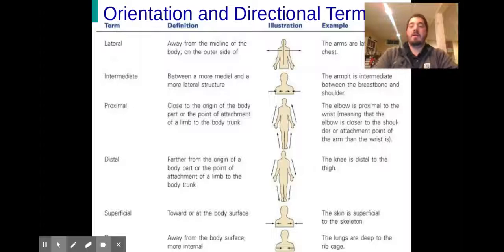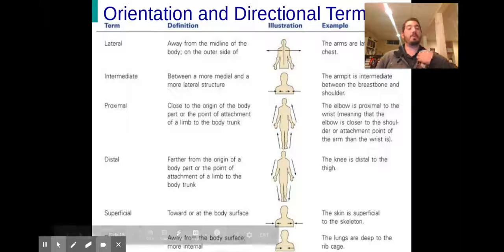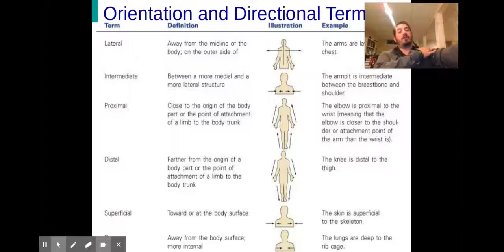All right. Intermediate, which is between a more medial and a more lateral structure. So the armpit is intermediate between the breastbone and shoulder. So my breastbone, right? My shoulder, here's my armpit. Okay, it's in the middle. My elbow is intermediate to my wrist and my humerus.